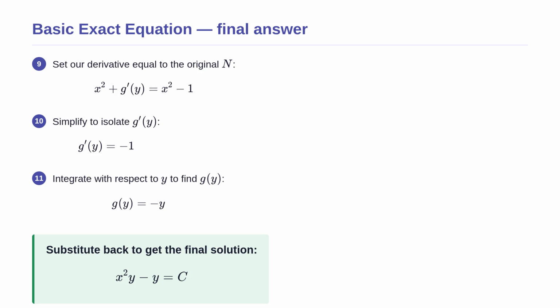We are almost there. We know this derivative must perfectly equal the original n expression from our problem. So we set x squared plus the derivative of g equal to x squared minus 1. The x squared terms cancel out beautifully, leaving the derivative of g equal to negative 1. Integrating this with respect to y gives us negative y. Finally, we substitute this back into our partial function and set it equal to a constant, c. This final algebraic relationship represents all the flat contour trails on our mountain.